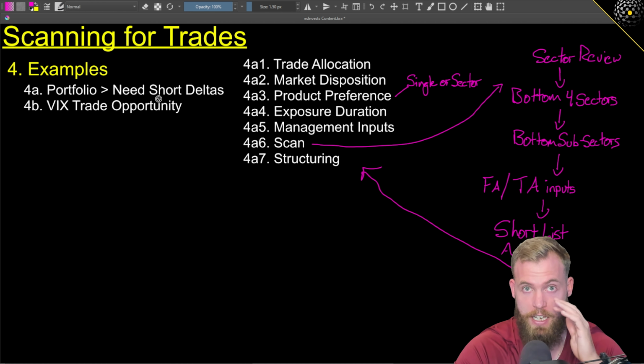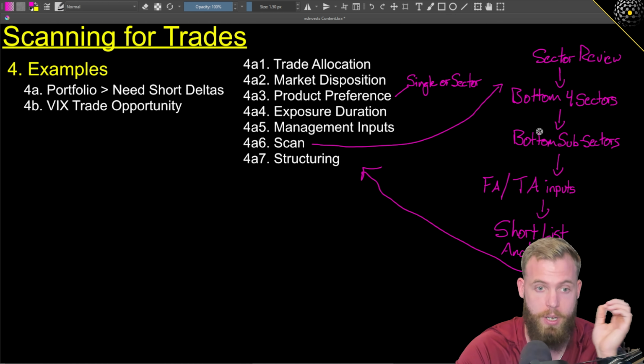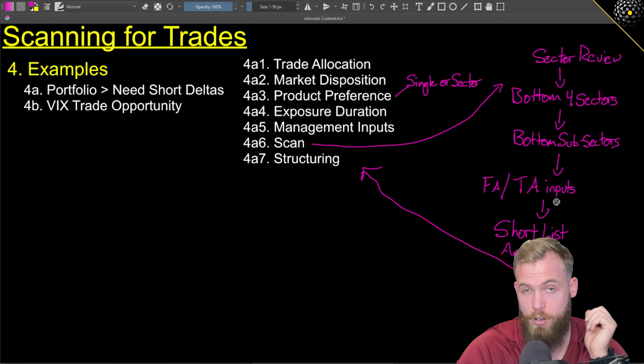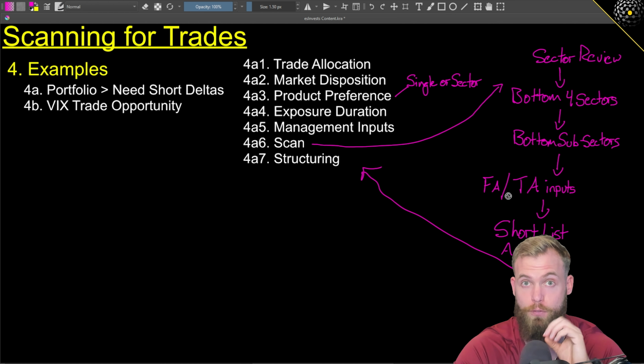If this was an inverse scenario where I'm looking for bullish, it's kind of the same thing, but now I'm looking for the top sectors, the top performing subsectors. Instead of looking for bearish TA and fundamental inputs, I'm looking for bullish TA and fundamental inputs. Same exact process, just different direction.